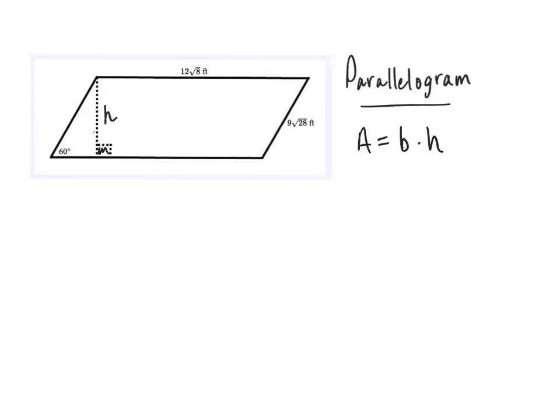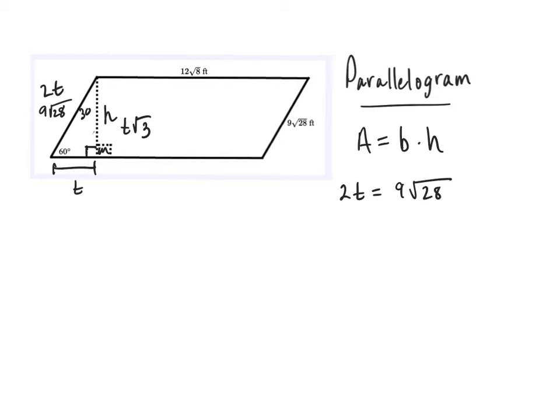So we know that the opposite sides of a parallelogram are congruent, meaning that this side over here is also 9 root 28. And if we remember the ratios of the sides of a 30-60-90, this length is t, between the 30 and the 90 is t radical 3, and the hypotenuse is 2t. So I have an equation here. I need to find that height. I know that 2t is the same thing as 9 root 28.